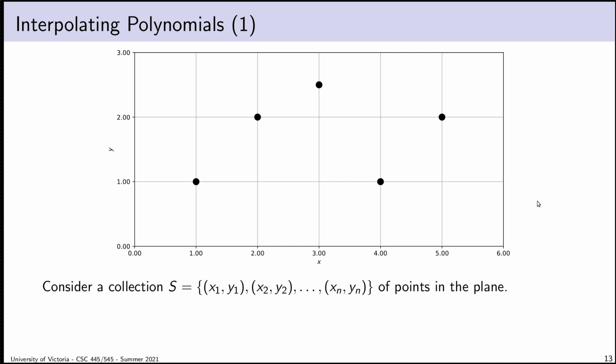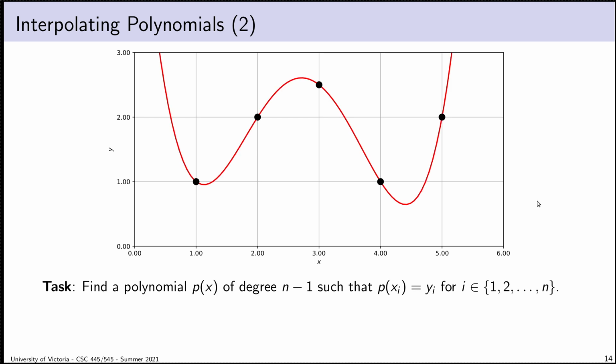So I'm going to give you a collection of points in the plane. There are n points, each with an x-coordinate and a y-coordinate. And what I'm eventually going to ask for is, could you give me a single continuous curve, in this case a polynomial, although it by no means has to be a polynomial, that passes through all of my points?